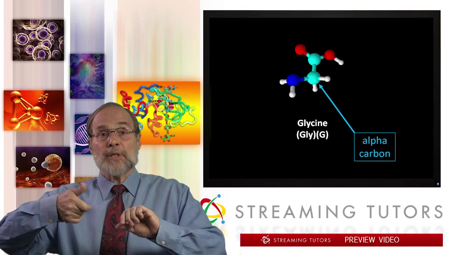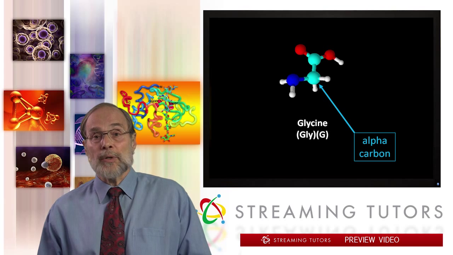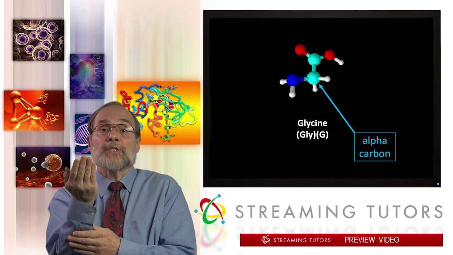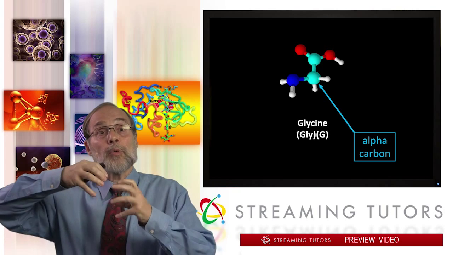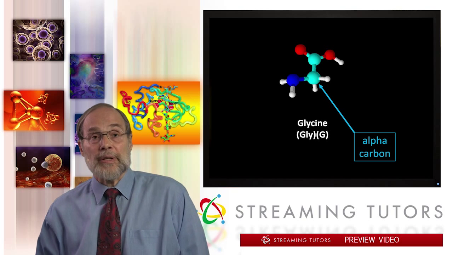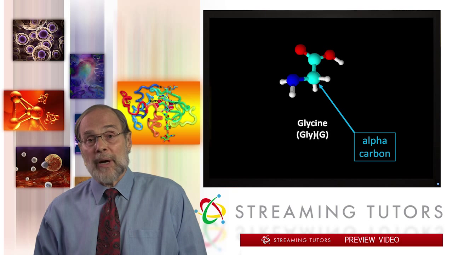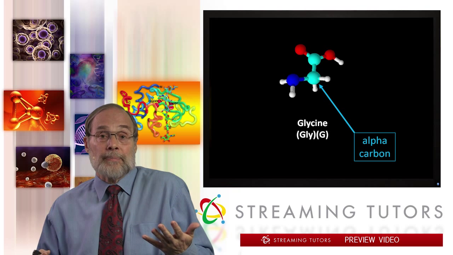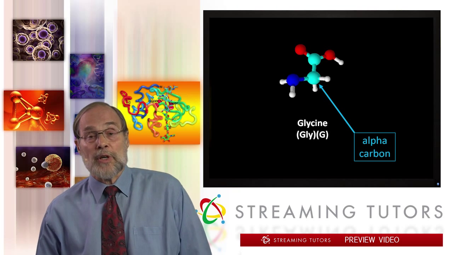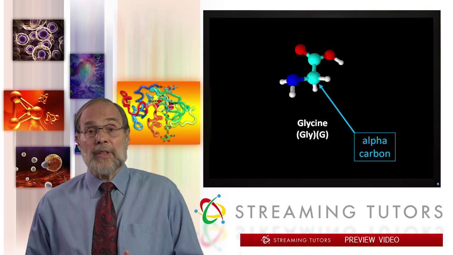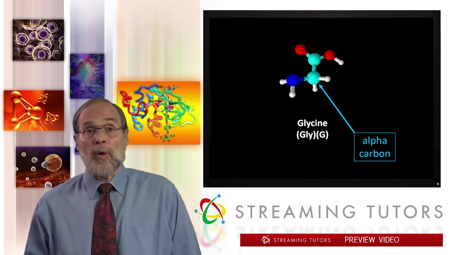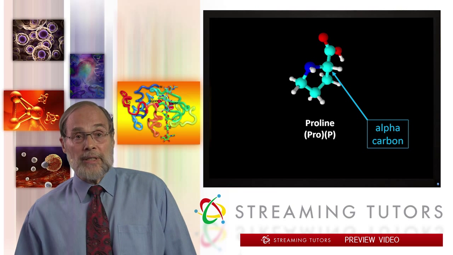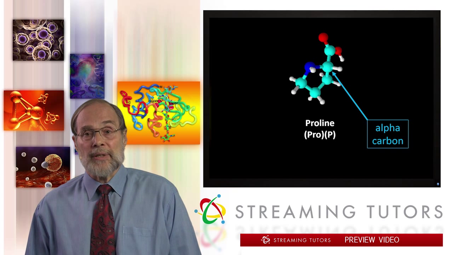What does that mean? That means that rotation around its phi and psi angles does not project a large side chain out that is going to collide with the side chain of its neighboring amino acids. So glycine has a lot more degrees of freedom for rotation around its phi and psi angles than do other amino acids. As a result, the entropic disadvantage of being in a highly orderly structure for glycine is significantly higher than for other amino acids. So glycine is less likely to be in a structure like an alpha helix or a beta sheet, significantly less.